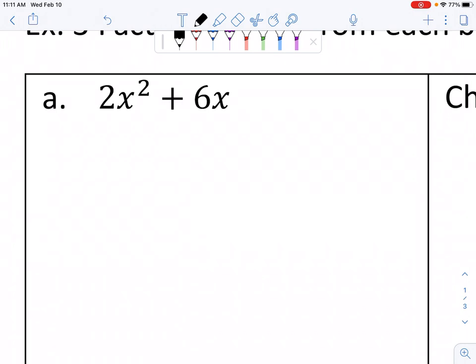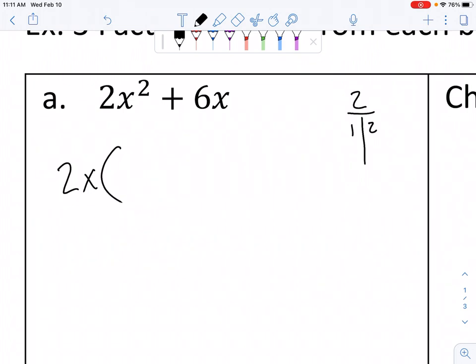So for my numbers, I'm comparing 2 and 6. So my smallest number is 2. And my factors of 2 are 1 and 2. That's all. And I'm going to say, can 6 be divided by 2 evenly? And the answer is yes. So 2 is a greatest common factor. And then I'm going to look at my variables. I have x to the first and x to the second. Remember, I can only take my smallest x value, so I can take an x to the first out.